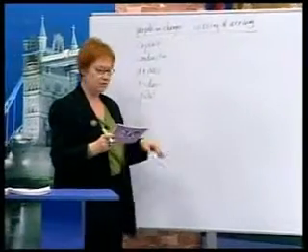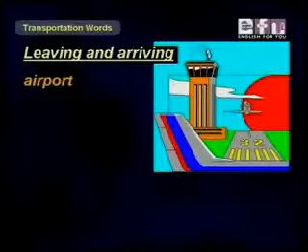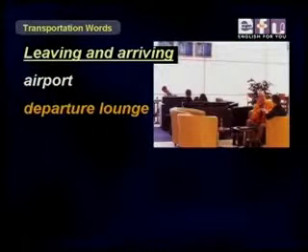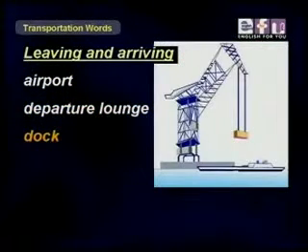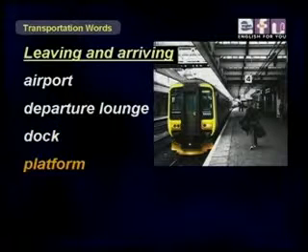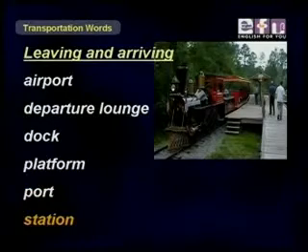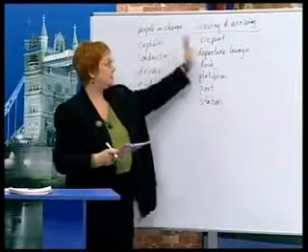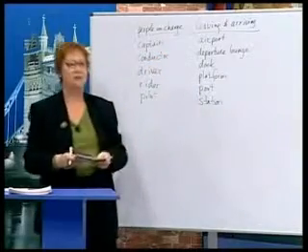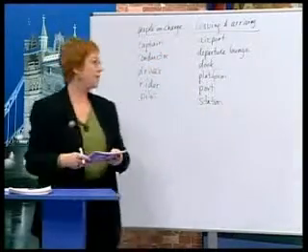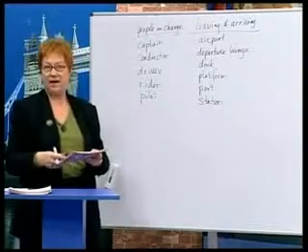Okay, now in this group we have airport, departure lounge, dock, platform, port, and station. So these are places for leaving and arriving. Now, Isabel, you said you flew to France last year. How did you do that? We took a taxi to the airport. And what did you do there? We sat in the departure lounge. We got on the plane. The plane left the airport.